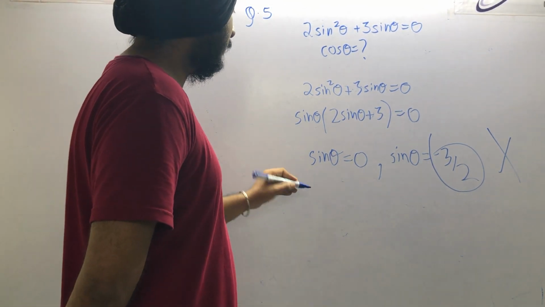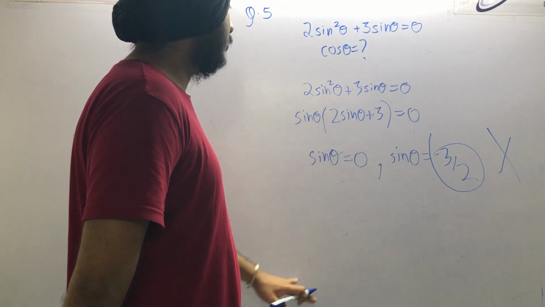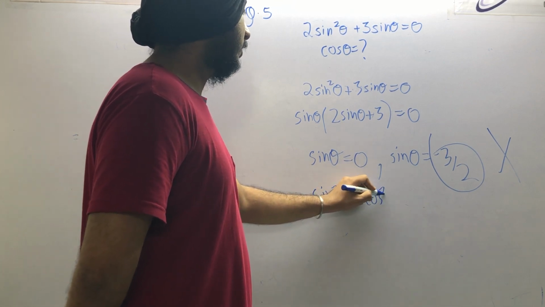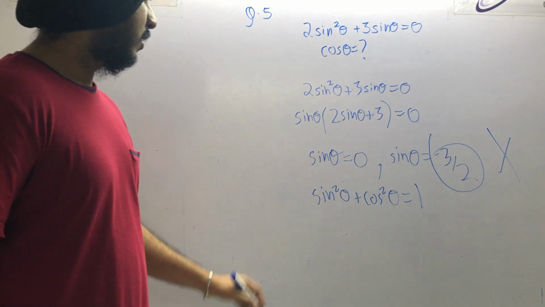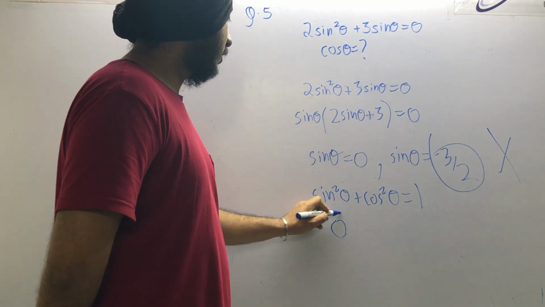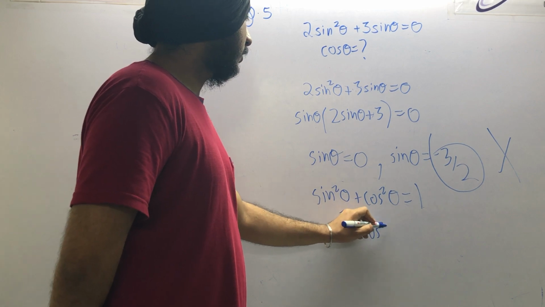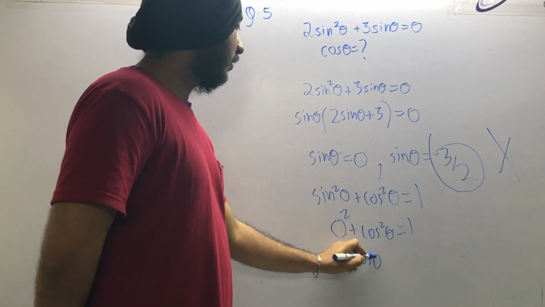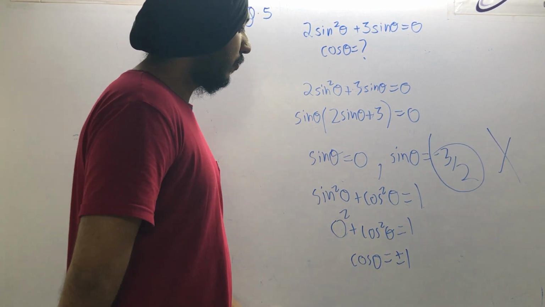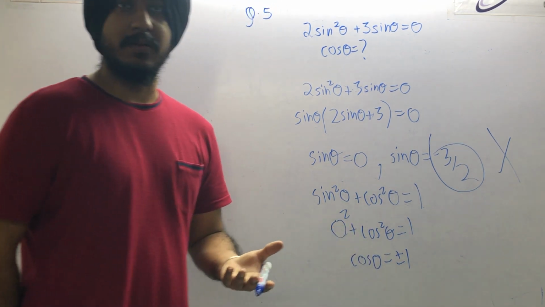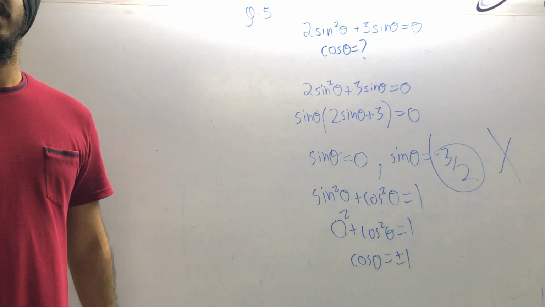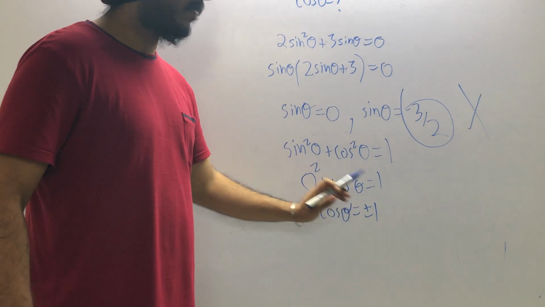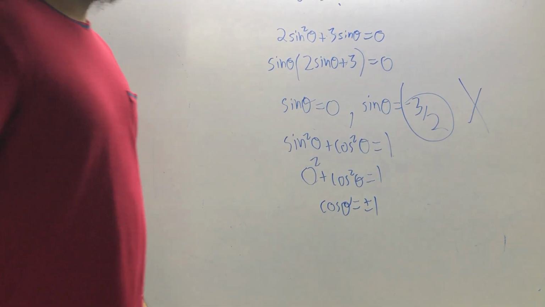So you can just simply put here, if sin theta is 0, use this equation, sin square theta plus cos square theta is equal to 1. You know this equation. Now you can put the value of sin theta. It is 0 square plus cos square theta is equal to 1. So 0 square is 0. So cos theta will be plus minus 1. Both the values are possible. You know that the maximum value for cos is plus 1 and minimum value is minus 1. So both these answers are possible. So answer will be plus minus 1. Cos theta is equal to plus minus 1. So this was your fifth question.